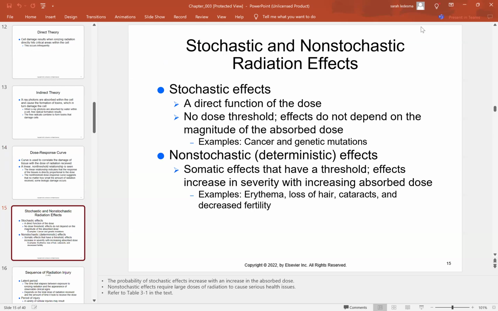Stochastic and non-stochastic radiation effects. Stochastic effects are a direct function of the dose. There is no dose threshold, and the effect does not depend on the magnitude of the absorbed dose. Non-stochastic effects are somatic effects that have a threshold. Effects increase in severity with increasing absorbed dose.